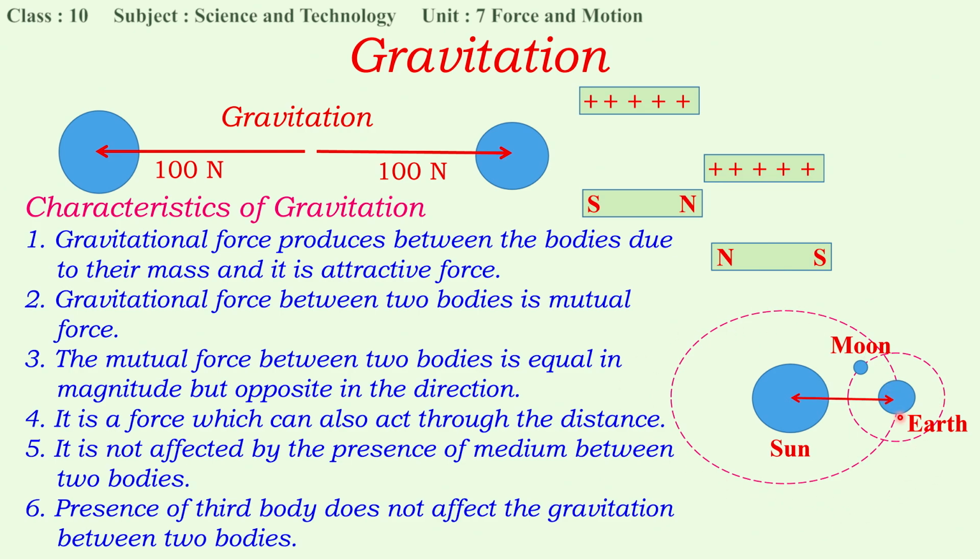And not only does the Earth revolve around the Sun, the Moon also revolves around the Earth. And the gravitational force between the Sun and Earth is not affected by the Moon. Whether the Moon comes in between the Sun and Earth or moves away from them, it doesn't make any difference to the gravitational force between the Sun and Earth. The gravitational force remains the same, whether the Moon is away from the Earth or near to the Earth. That's why the presence of a third body does not affect the gravitational force between two bodies.